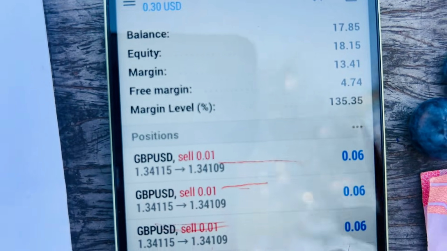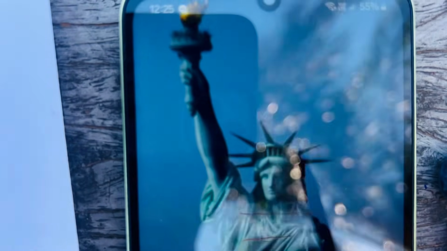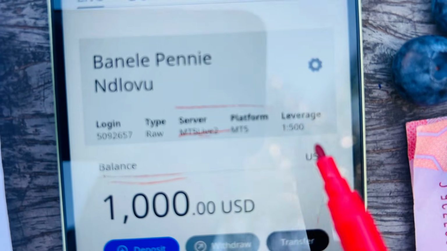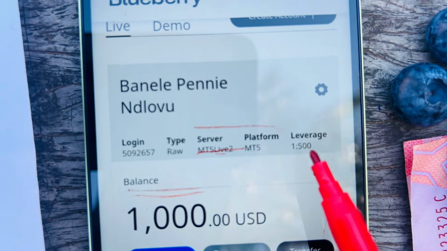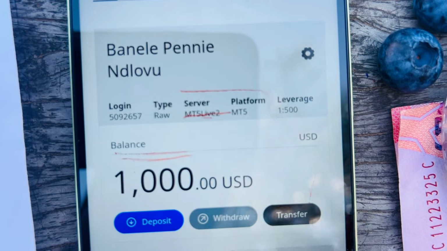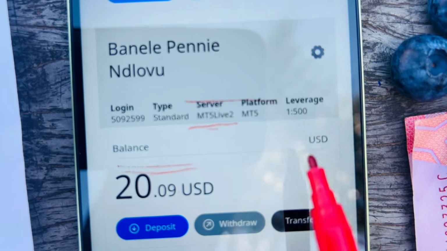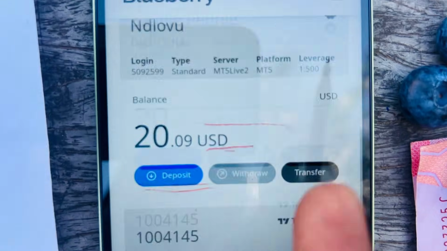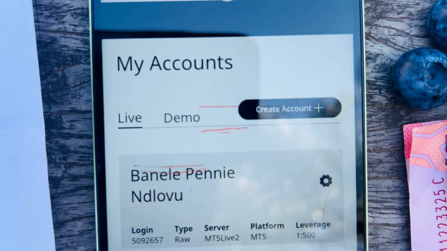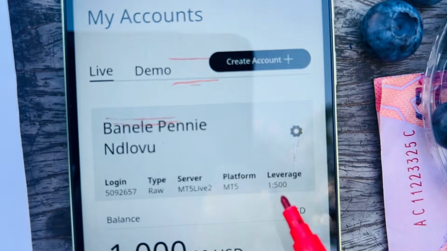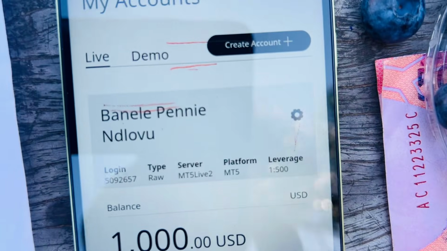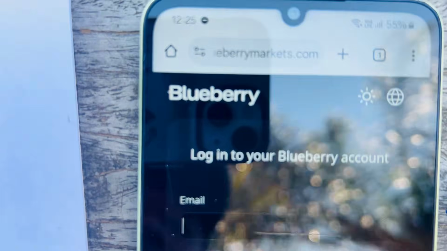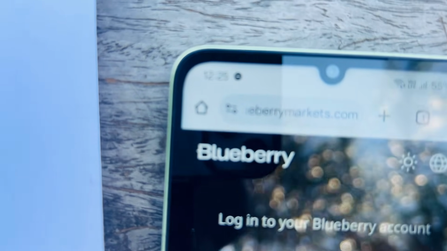So if you would like to add more positions, you have to go to the broker. All right, we have this broker that I'm using, and you can see my leverage here. It's 1:500. Right, this is my $1,000 account. It's a real account, and this is the $20 account, and this is the account that you see that side. Let's actually refresh so that everything can be updated. Now, the 1:500 leverage. Let's log in. We are cancelled here. Let me put my details.